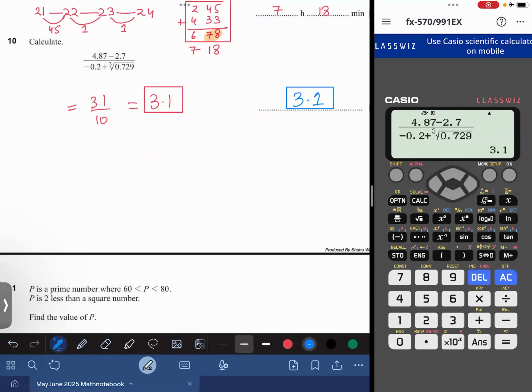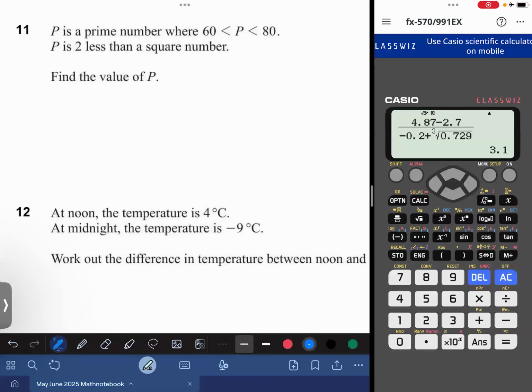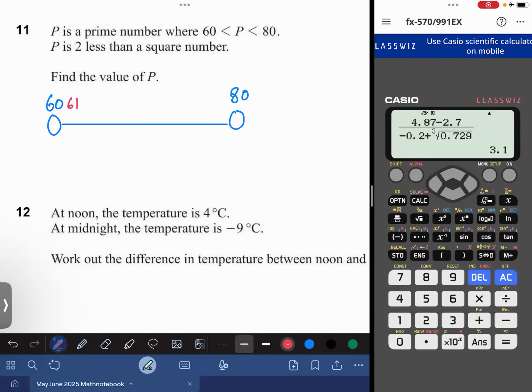Okay? Proceeding. Question 11: P is a prime number where P is greater than 60 and less than 80. It means that, what do inequalities mean, beta? That it is 60 and it is 80. Okay. So Sime, I have not colored these circles. It means that 61 to 79, these values are included. Agree?